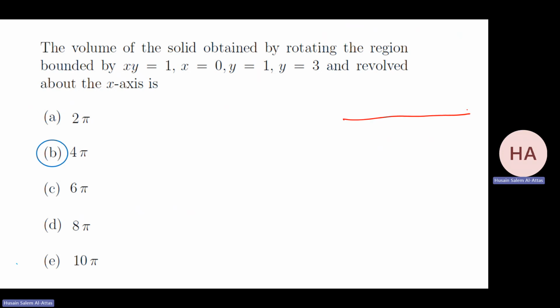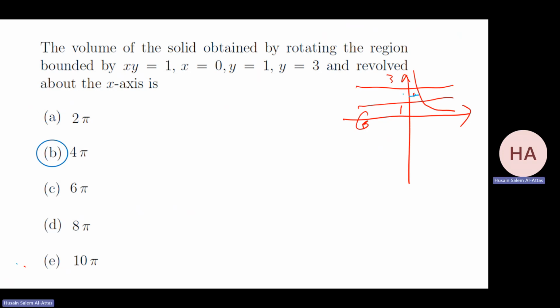Yeah, this is very clear. y equals 1 over x, which is this one. And they have x equals 0, and I have y equals 1, y equals 3. So I'm talking about this region, about the x-axis.